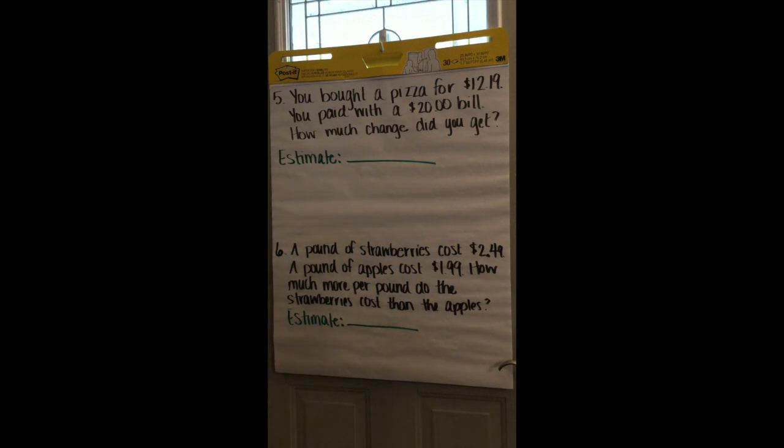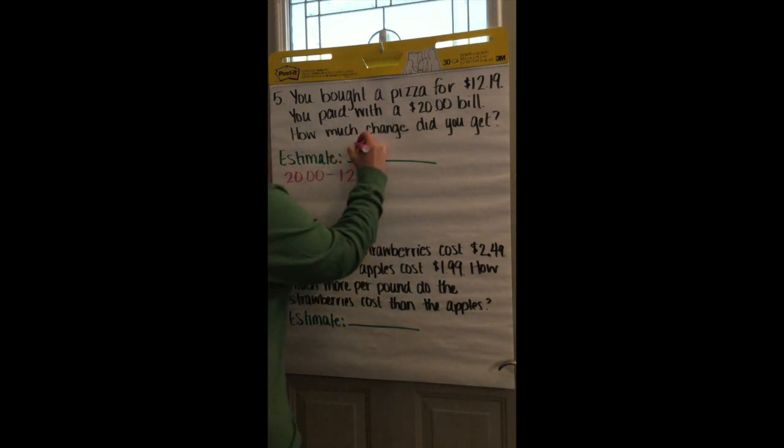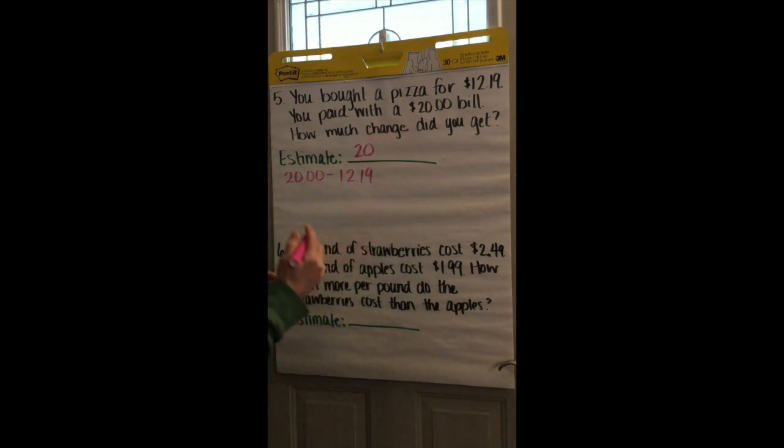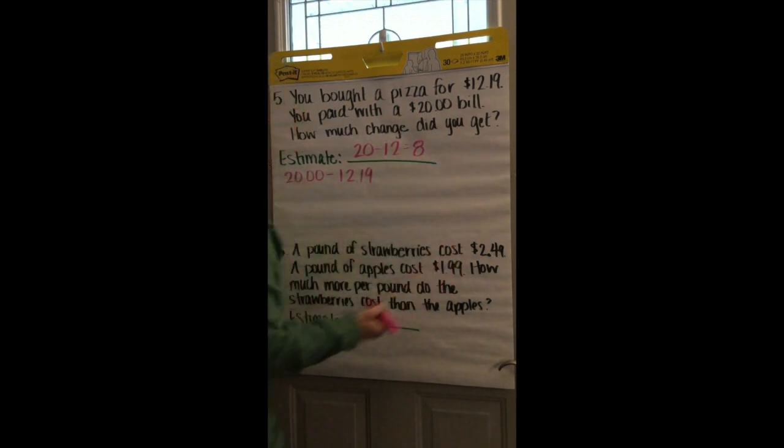So our number model for this would actually be $20 minus $12.19. So if we're turning that into an estimate, obviously $20 is going to be $20. And then my $12.19, I'm going to round that to $12. So my estimate is you're going to get about $8 and change back.